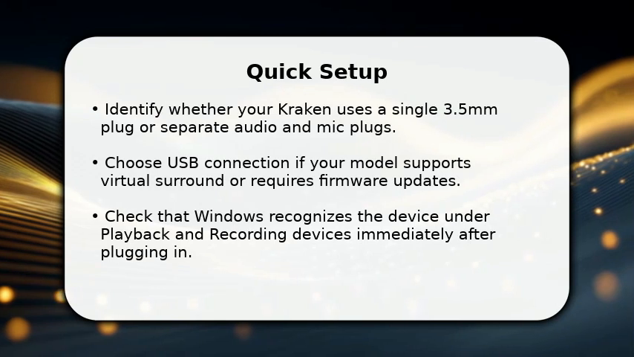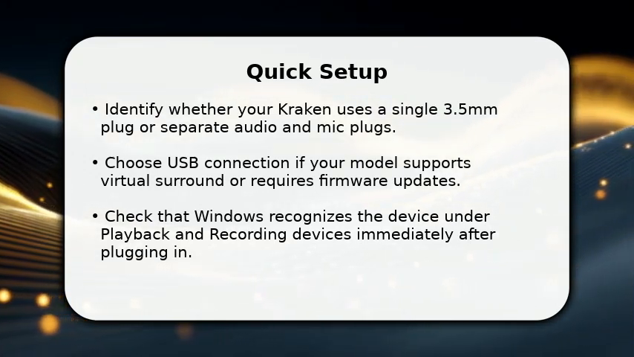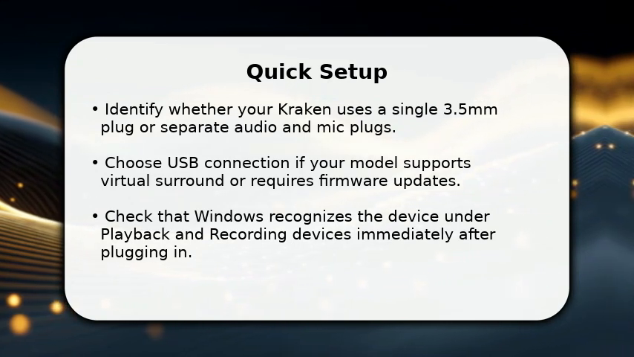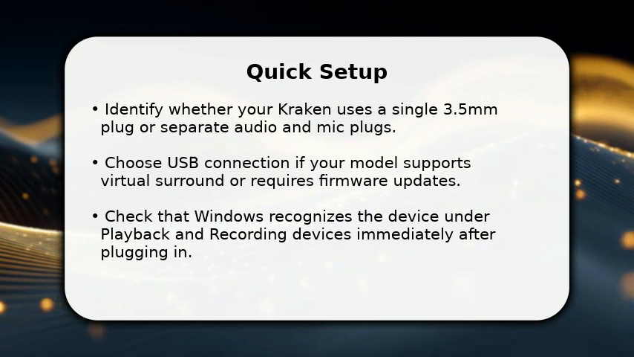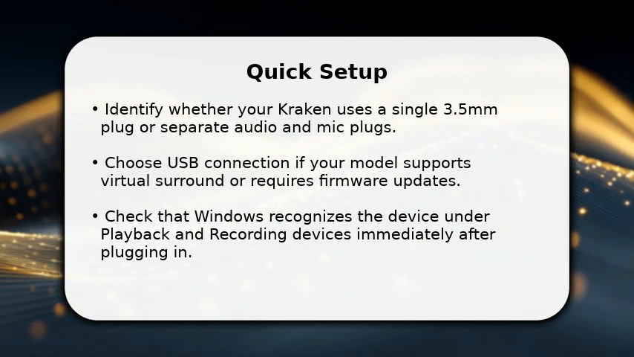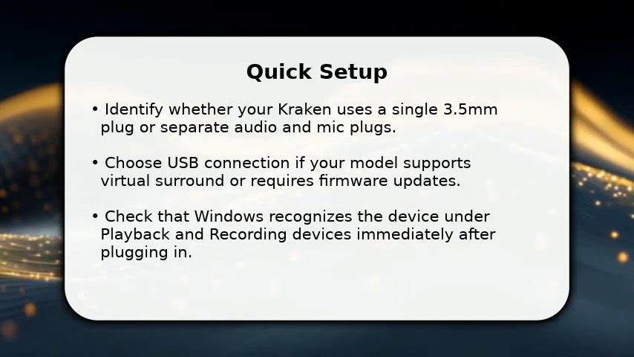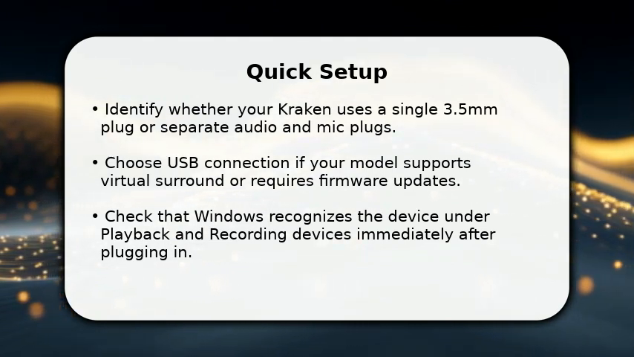In this video, I will show how to connect Razer Kraken to PC. Plug the headset into the 3.5mm jack or USB and set it as the default device in Windows sound settings. Open Sound Control Panel, select your Kraken, and confirm levels and enhancements are off for clean audio. Test the microphone with voice recorder and adjust input gain if voice sounds quiet.